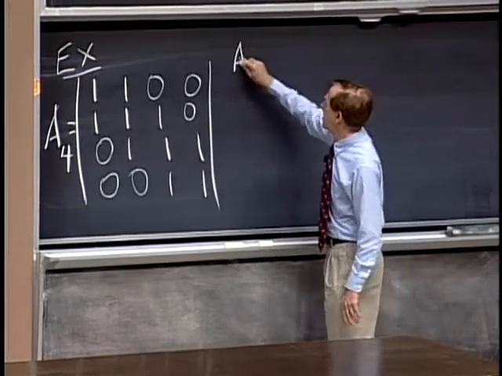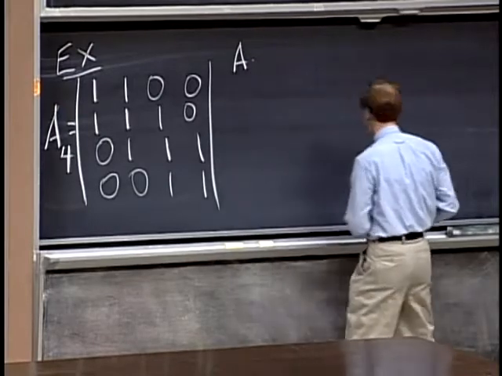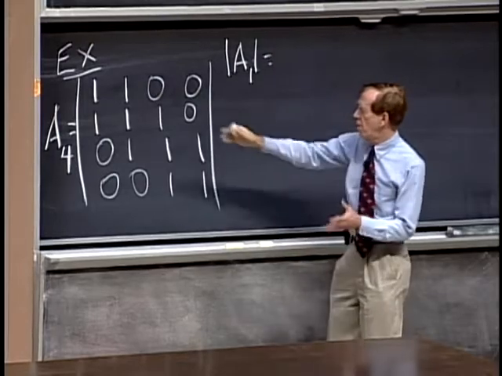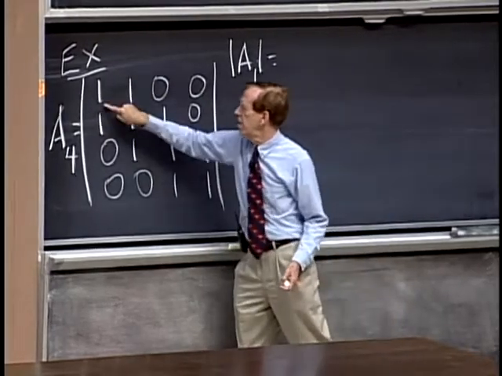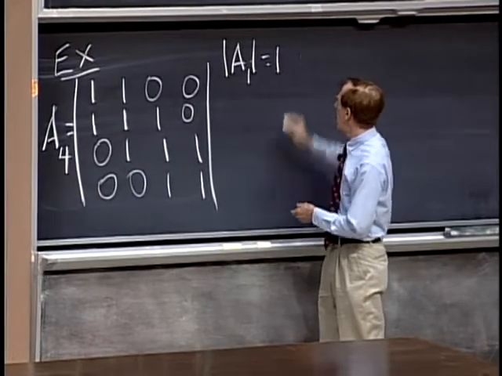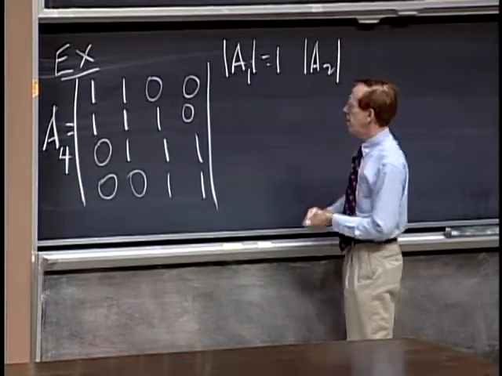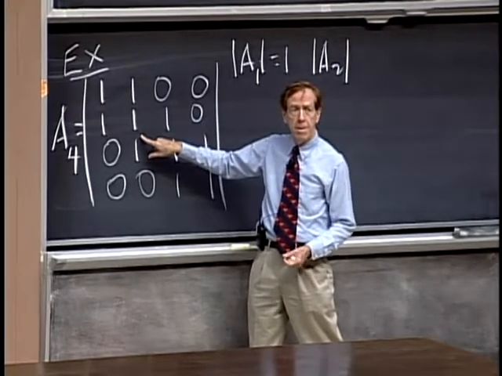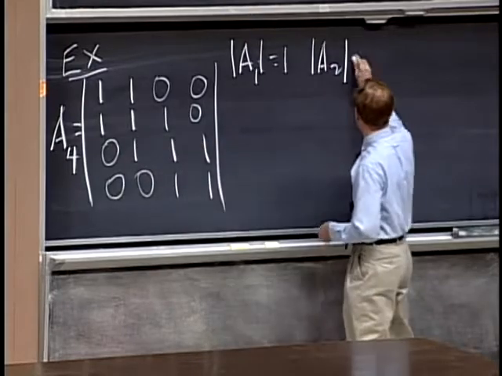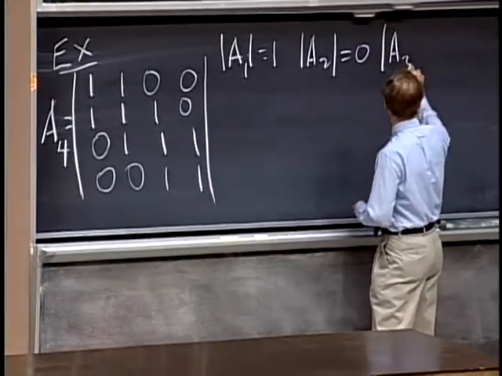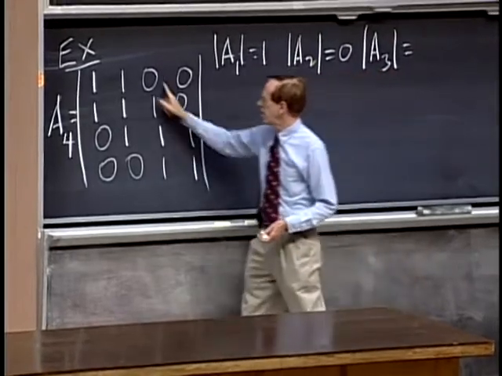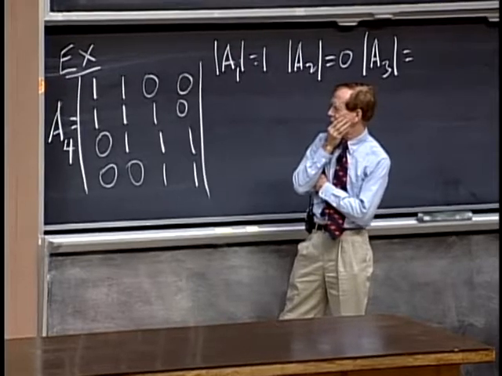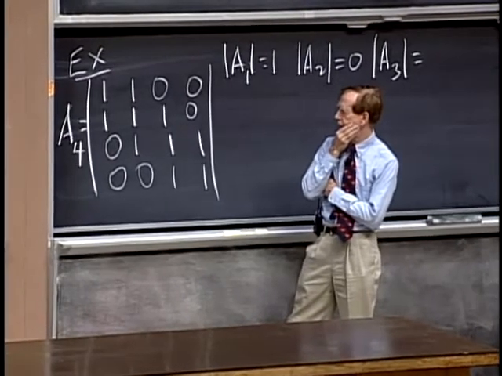So this is A4. What's the determinant of A1? What's the matrix A1 in this formula? It's just got that. So the determinant is 1. What's the determinant of A2? It's just this 2 by 2, and its determinant is 0. And then the 3 by 3, can we see its determinant? Can you take the determinant of that 3 by 3? Well, that's not quite so obvious, at least not to me.